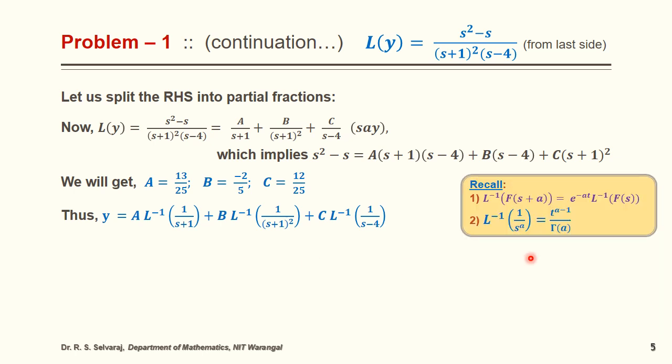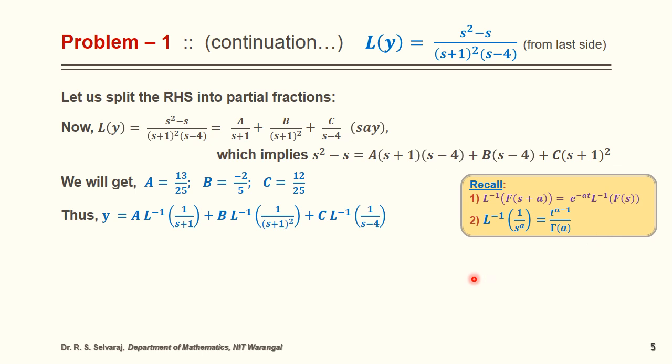Then y can be found by taking inverse Laplace transform on both sides, and we will make use of these formulas which we have learned so far. Just recall, L inverse of f of s plus a is e to the power minus a t into L inverse of f of s. Similarly, L inverse of 1 by s power a is t to the power a minus 1 divided by gamma of a, where gamma of a can be expressed as factorial of a minus 1 if a is a natural number.